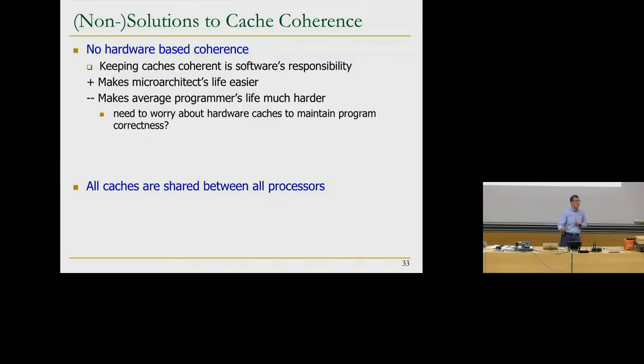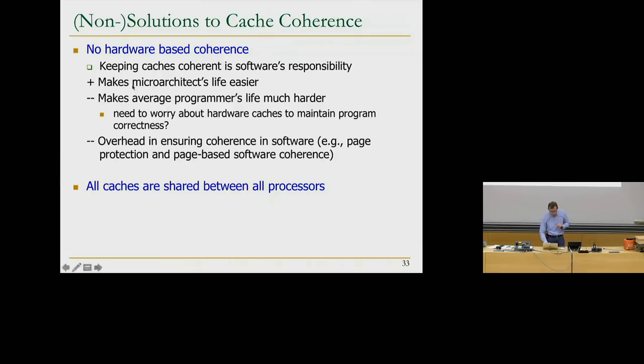Because if you're making the programmer worry about that, now the programmer is managing the hardware at a very low level. And also, if you actually need to ensure coherence in software, you can find a way of doing that by locking, for example, cache blocks, or by locking pages, as we will discuss in pages. So there are mechanisms in which you could do this, but there's a lot of overhead associated with that because you're controlling it in software, and software takes time to communicate with the hardware.